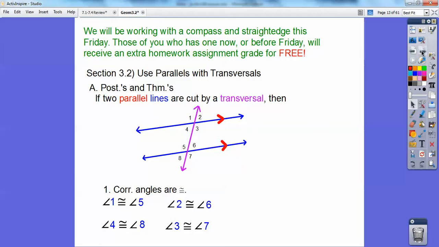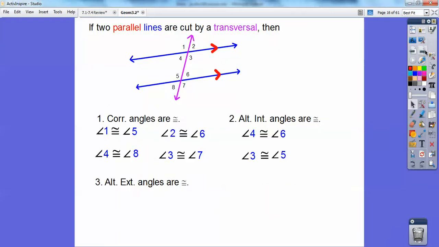The next postulate or theorem starts off with the same thing. If parallel lines are cut by a transversal, then alternate interior angles are congruent. So like 4 and 6, see how they're alternating on the transversal and they're both inside? 3 and 5 would also be. So 4 is congruent to 6 and angle 3 is congruent to angle 5. Here's that same picture. Alternate exterior angles are congruent. So like 1 and 7, they're outside and they're alternating. So 1 and 7 and 2 and 8 would be alternate exterior angles, and they're congruent.